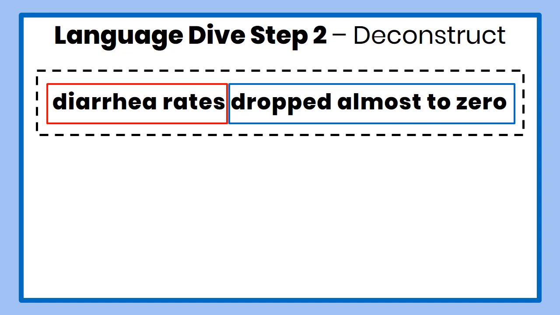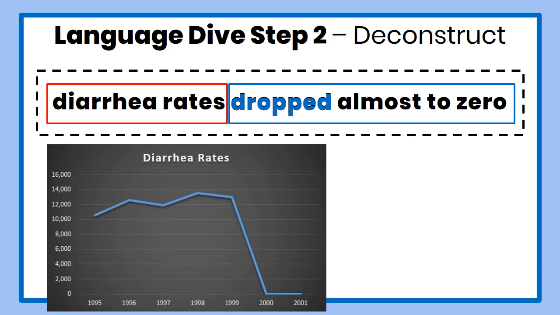Can you figure out why the author wrote dropped? What does the word dropped mean here? Dropped literally means to fall straight down. Here, the author uses dropped in a figurative way to help us realize that diarrhea rates were extremely high and immediately went to almost zero. You can visualize what this would look like on a line graph of diarrhea rates. Look how the diarrhea rate dropped to almost zero in 2000 when clean water became available.